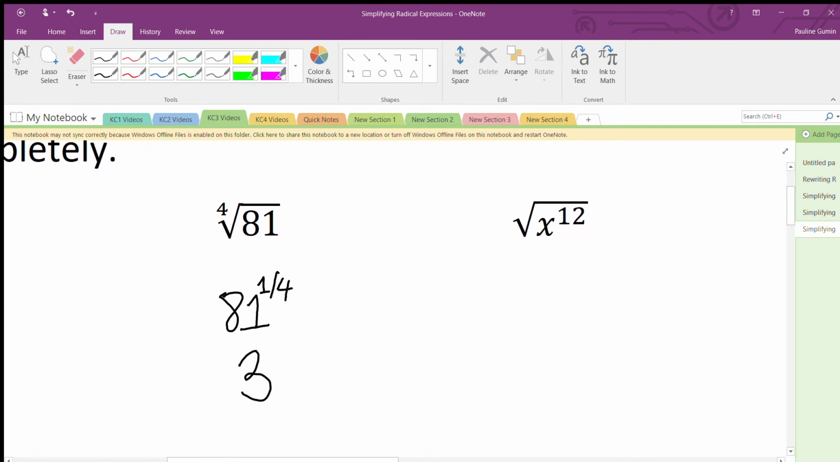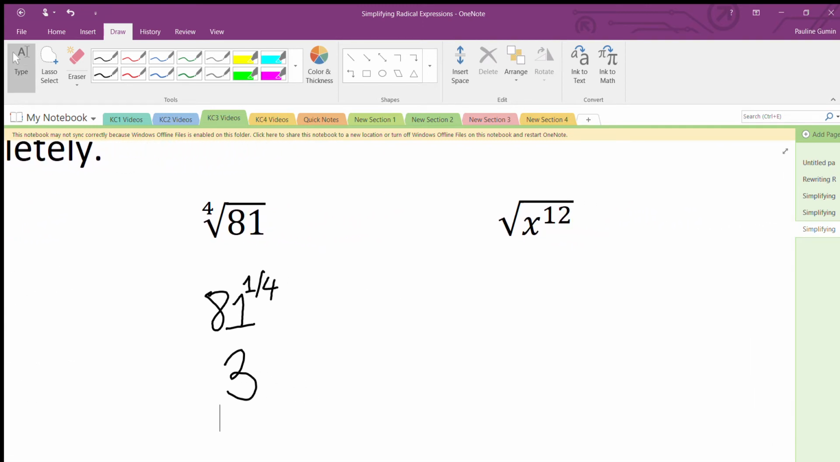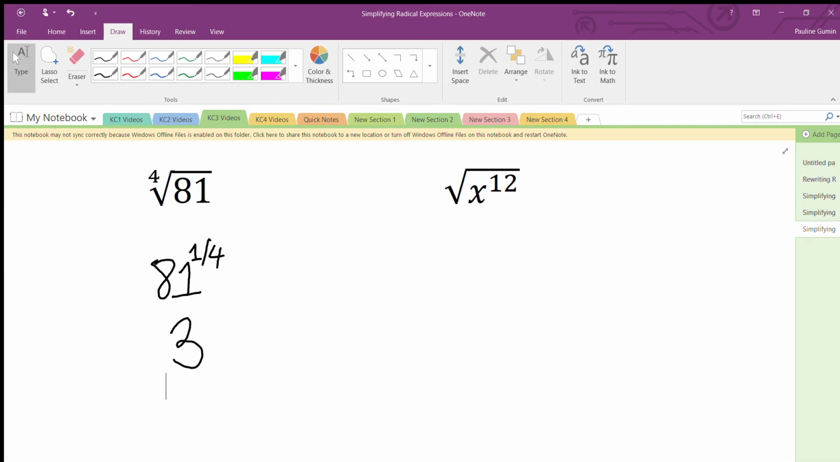Oh, check it out. We have a variable. This is why we really do need those rational exponents. Okay, so the base is x, the power is 12, and the root is 2, because it's a square root. 12 over 2 is 6. So it is still quite perfect. Let's continue.